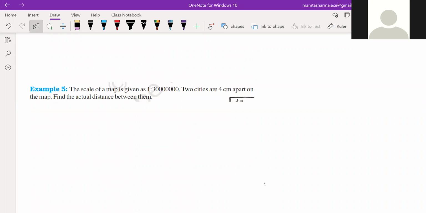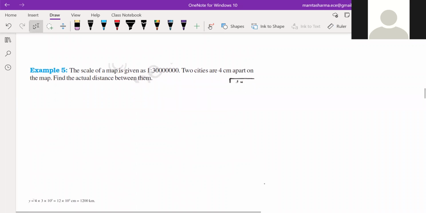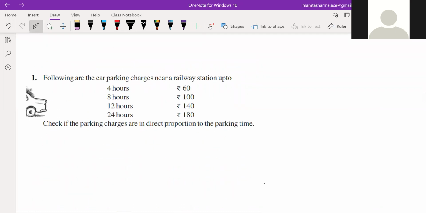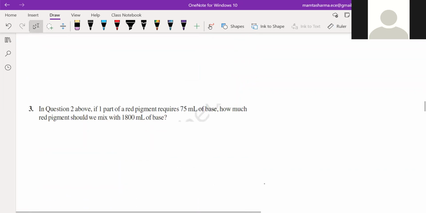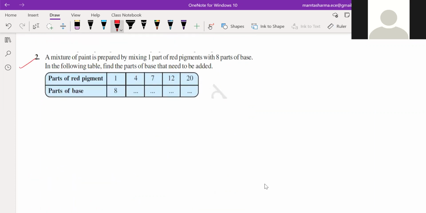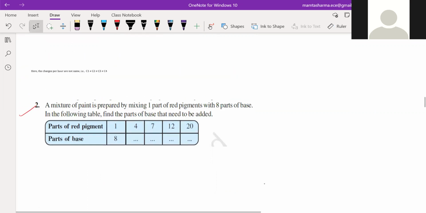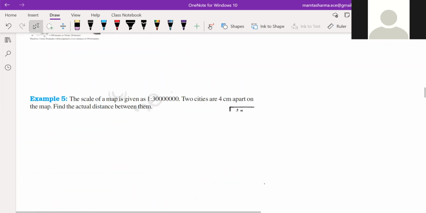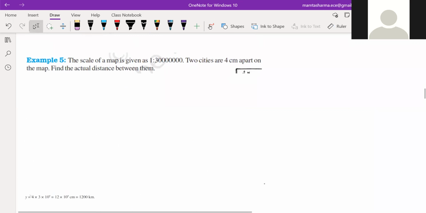The map of 2 cities is 4 centimeter apart. Wait. Yeah, this question is quite important. Actually this is not tough, I want to take a little bit tougher one. Okay, you do this question. Example 5. The scale of a map is given 1 by 30. Can you read this number?